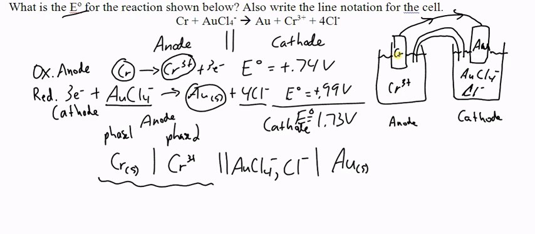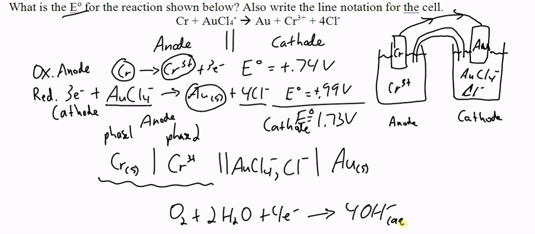So let's say, for example, that you were using a half reaction such as O2 plus 2H2O plus 4 electrons yields 4OH minus. So we would have aqueous, liquid, let's say, and gas.